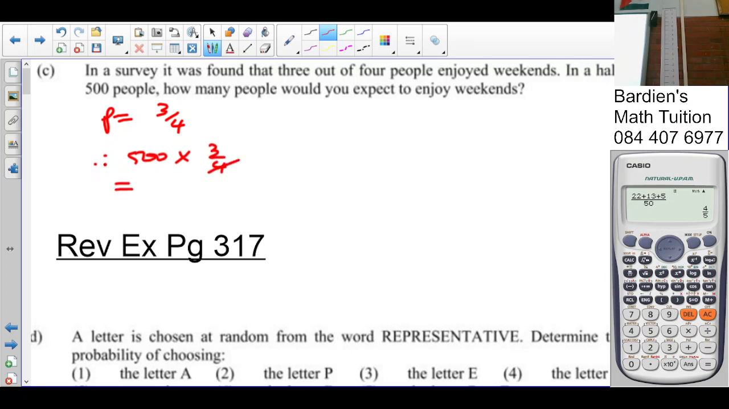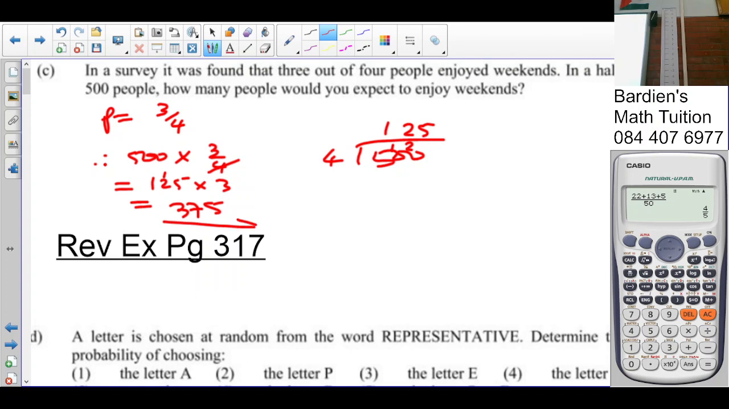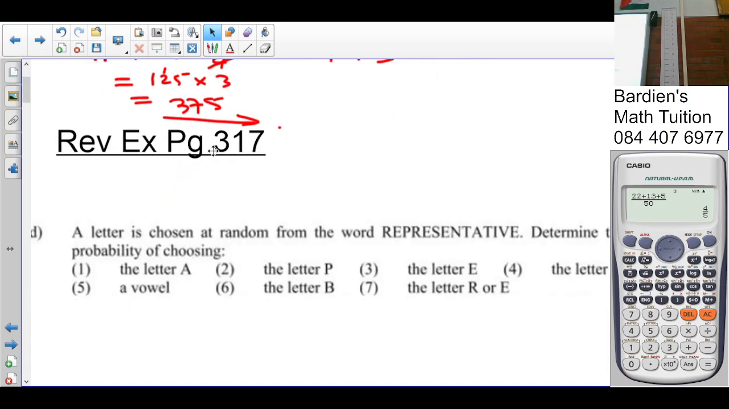So 4 goes into 500. 4 goes into 5 once, carry 1. 4 goes into 10 twice, carry 2. 125. 125 times 3 gives you 375. You would agree with that? Alright, next.